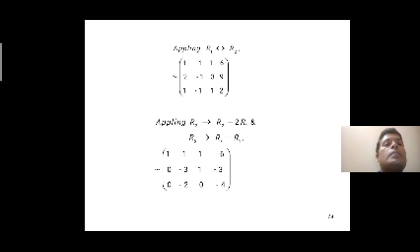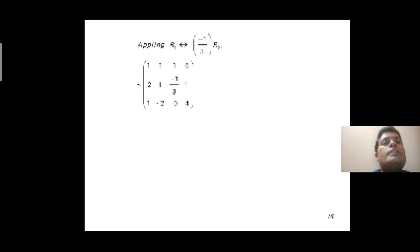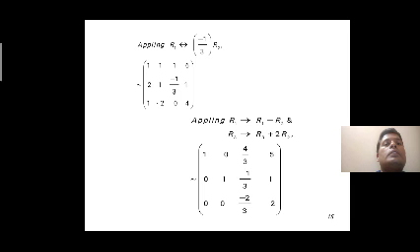You apply here the row operations R2 gives R2 minus 2R1, R3 gives R3 minus R1 only. Next we are applying R2 gives minus 1 by 3 R2. So that is equivalent to 1 1 1 6, 0 1 minus 1 by 3 1, and 0 minus 2 0 minus 4. Now again applying R1 gives R1 minus R2 and R3 gives R3 plus 2R2. We get 1 0 4 by 3 5, 0 1 minus 1 by 3 1, 0 0 minus 2 by 3 minus 2.